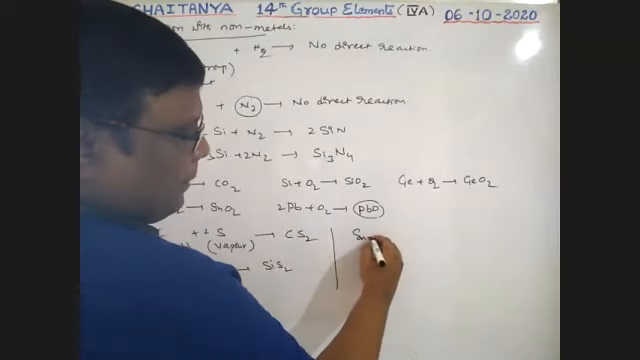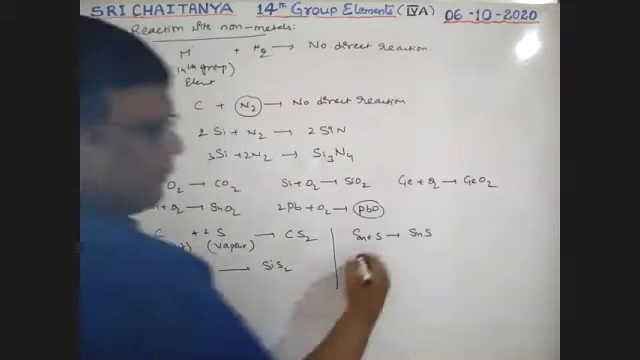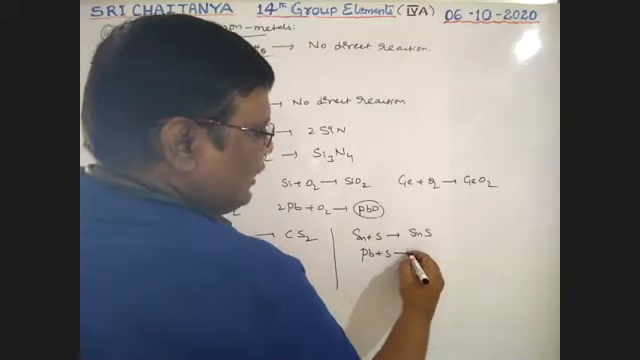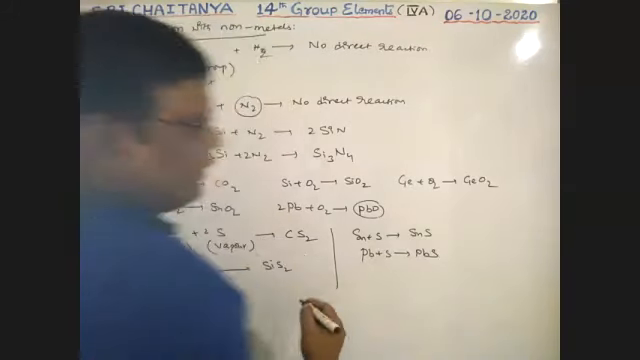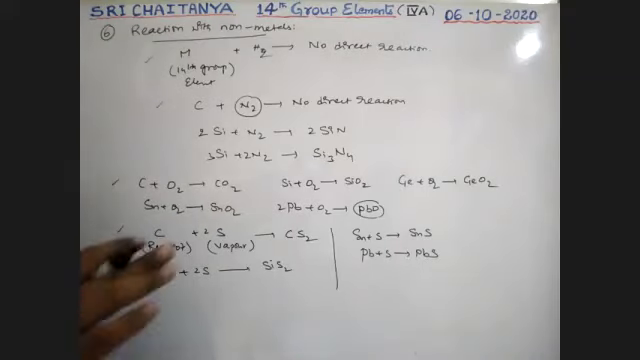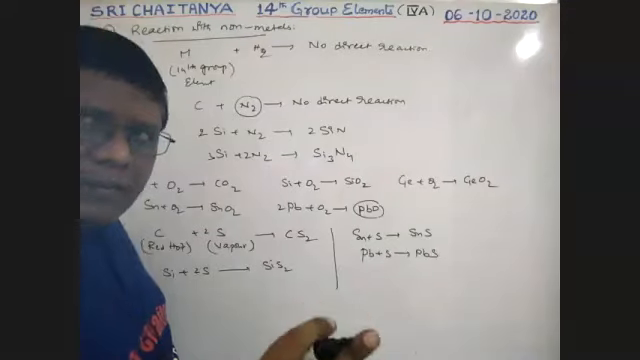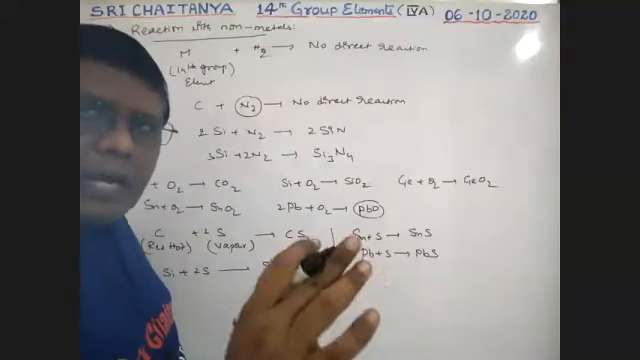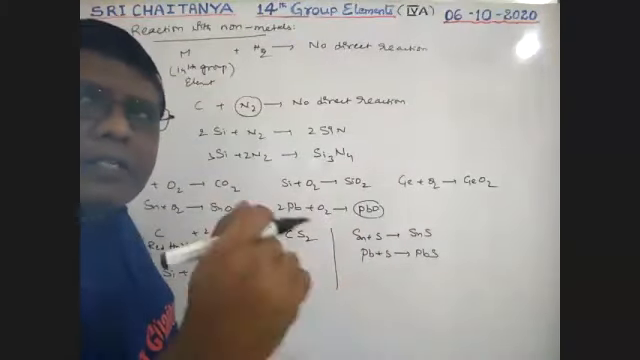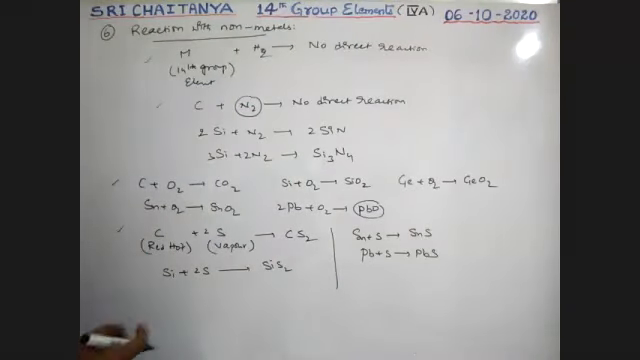Next, Sn with sulfur gives SnS as the product. Pb with sulfur gives PbS, lead sulfide, as the product. So these are the sulfur compounds, boys. In these compounds, what are the structures? We are restricted once again to our 14 group elements, carbon and silicon.